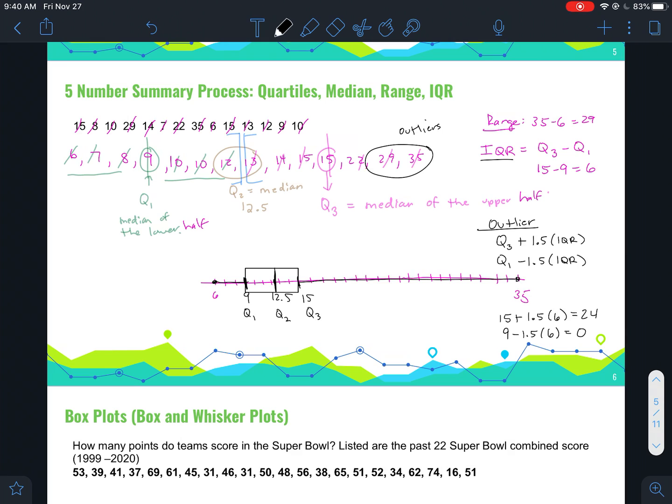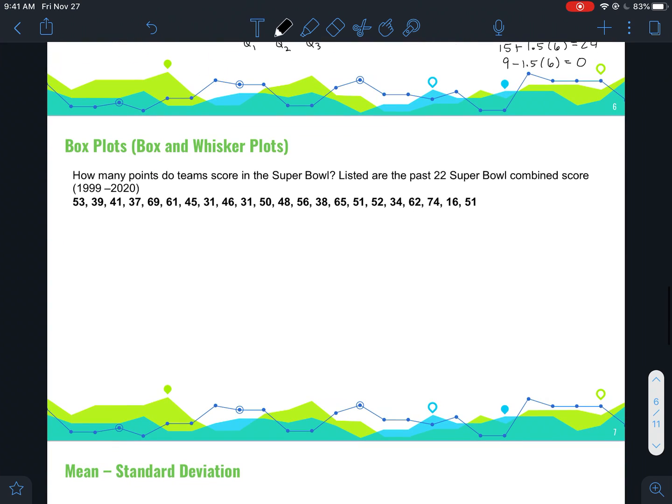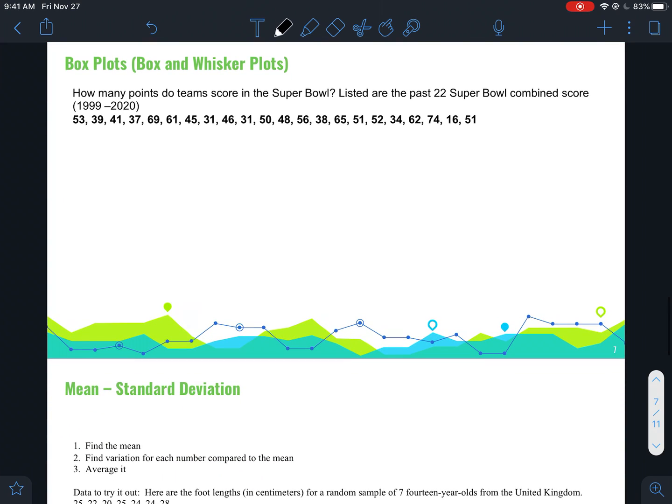And so this is called a box plot or a box and whisker plot. So you do a 5-number summary process. You find Q1, Q2, Q3, the range and the IQR, and then you can use that to draw a box plot or a box and whisker plot. So let's look at another example.